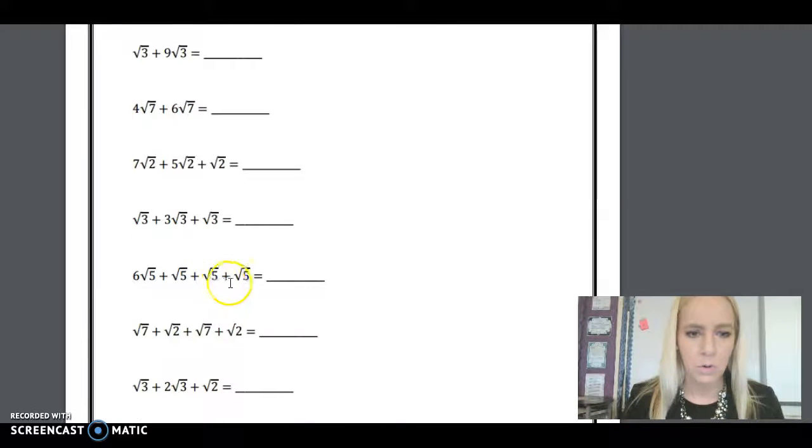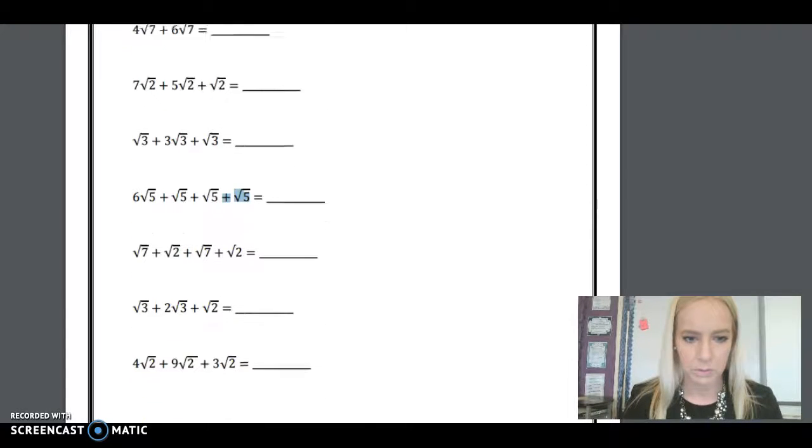And as you go towards the bottom of the worksheet, if there's no number up front, you have to assume it's 1. So in this problem here, 1 square root of 3 plus 3 square root of 3 plus 1 square root of 3. You have 1 plus 3 plus 1, which is 5 square root of 3. So again, if there's no number up front, put a 1 so you remember to count that square root.